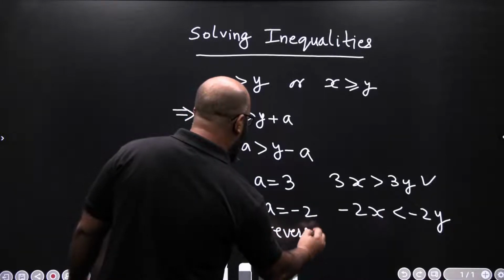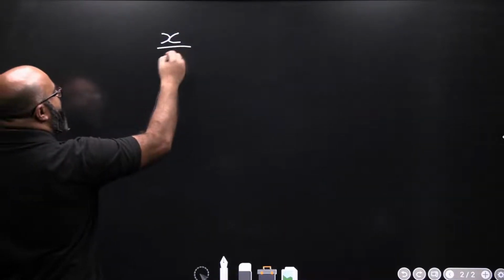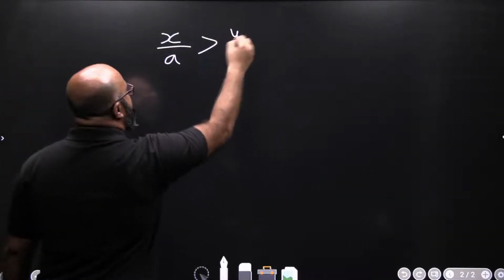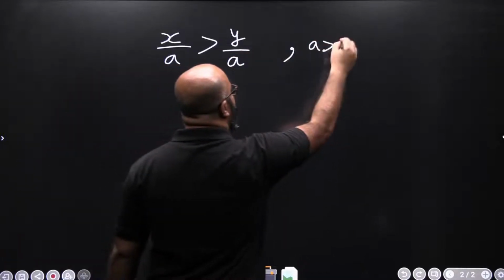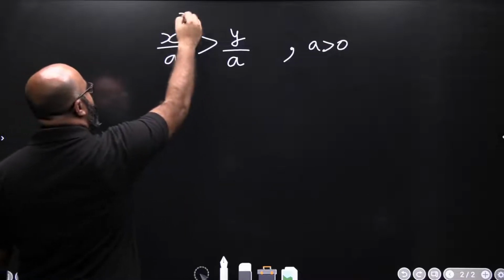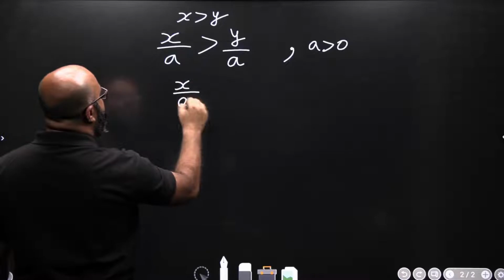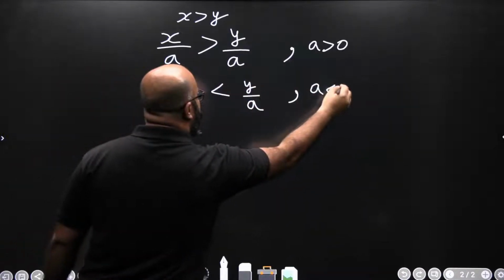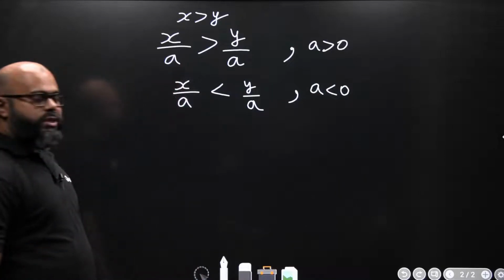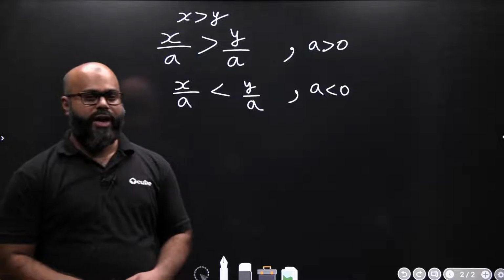Now the next part here is division. In division also, if you divide by a, you get the same situation. If a is greater than 0, then it is the same: if x is greater than y, x by a is greater than y by a, and if a is less than 0, x by a is less than y by a. That is, the inequality reverses. So these are the four simple basic properties of inequality which we have to understand here.